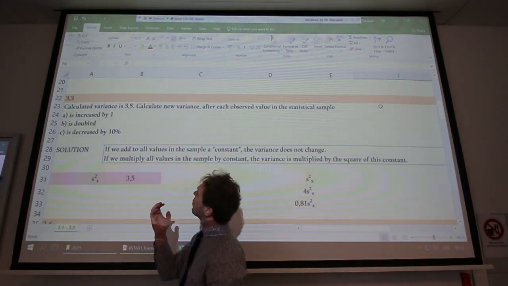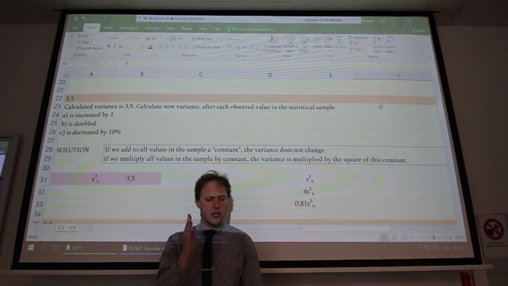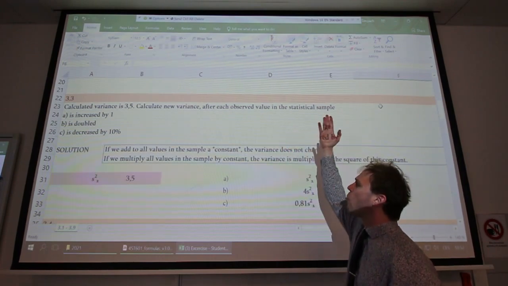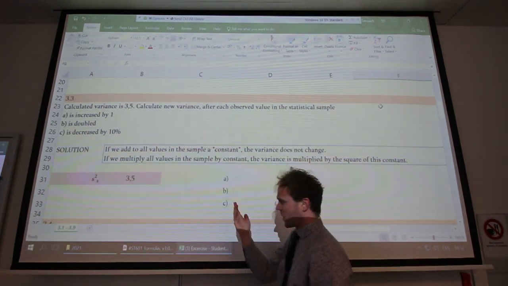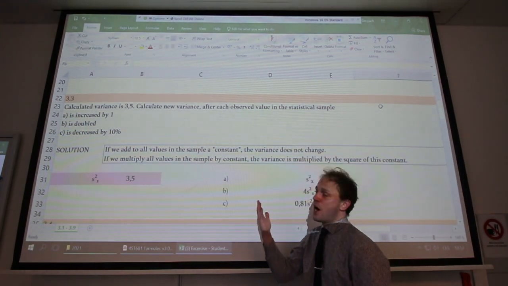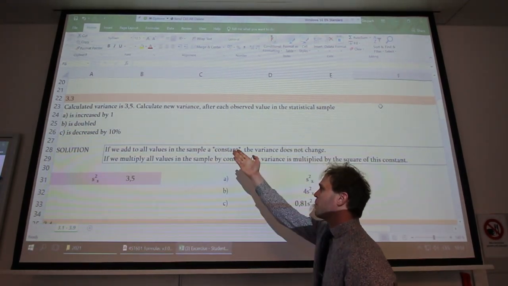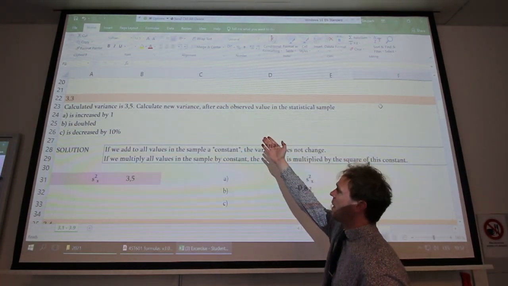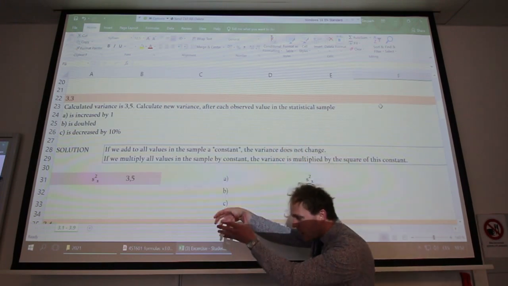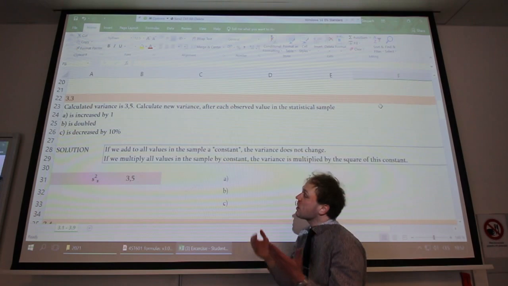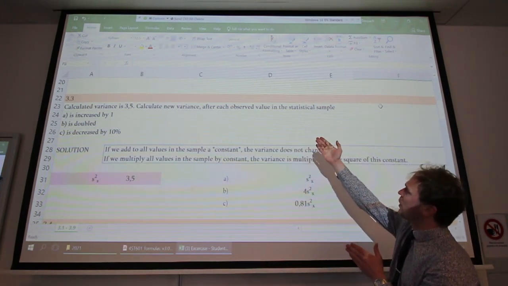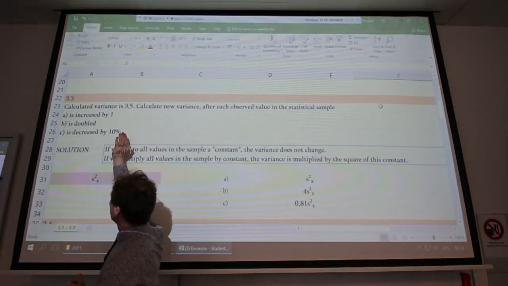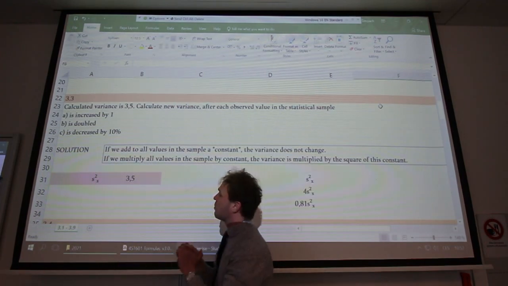We will continue with another example where we don't know the data set. We know only the calculated variance, s_x squared, which is 3.5 squared units. Calculate the new variance after each observed value in our unknown data set is increased by 1, is doubled, and is decreased by 10%.